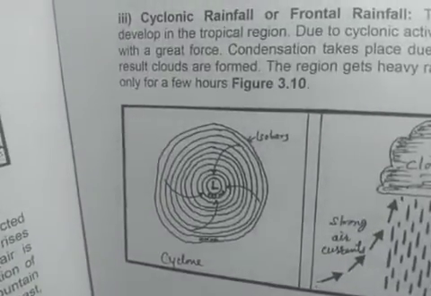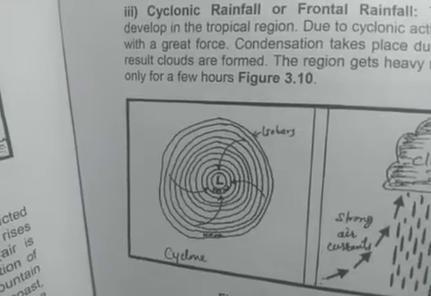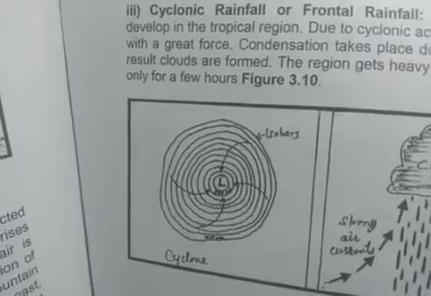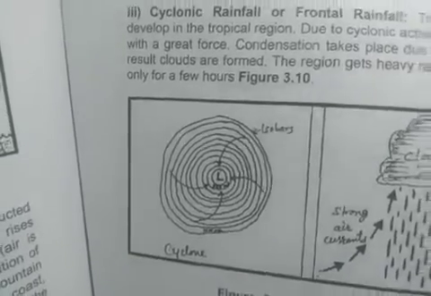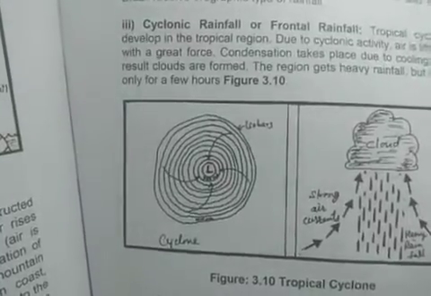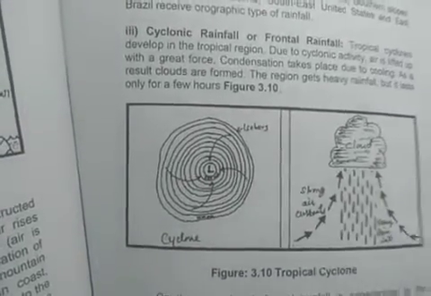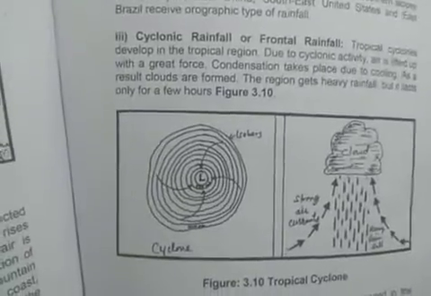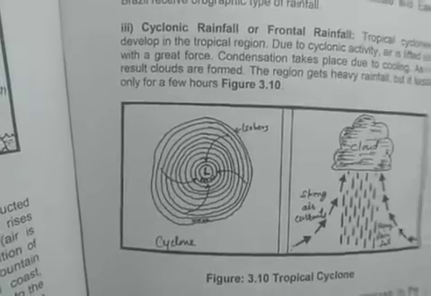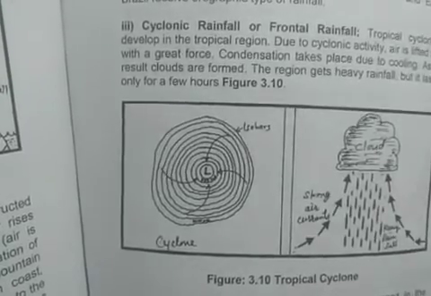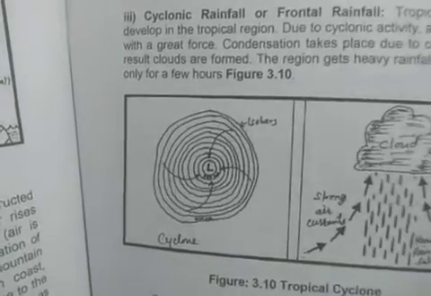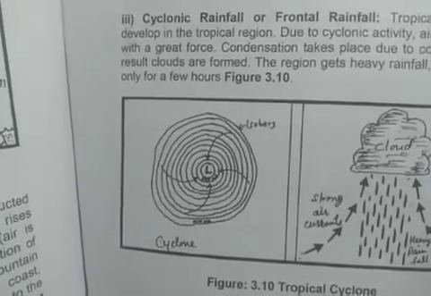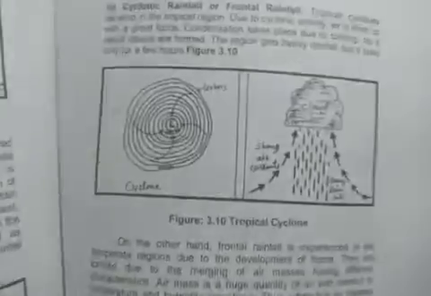Konkan coast, northeastern part of India, southern slopes of the Himalayas, East China, Southeast United States, and East Brazil receive the orographic type of rainfall. Third, cyclonic rainfall or frontal rainfall. Tropical cyclones develop in the tropical region. Due to cyclonic activity, air is lifted up with a great force. Condensation takes place due to cooling. As a result, clouds are formed. The region gets heavy rainfall, but it lasts only for a few hours. Figure 3.10.